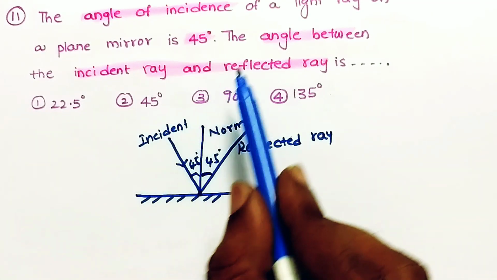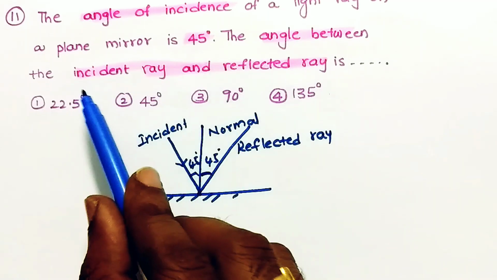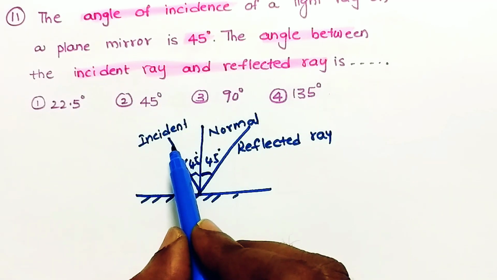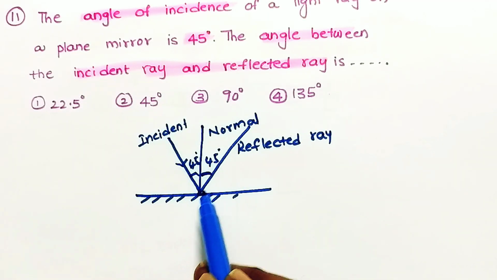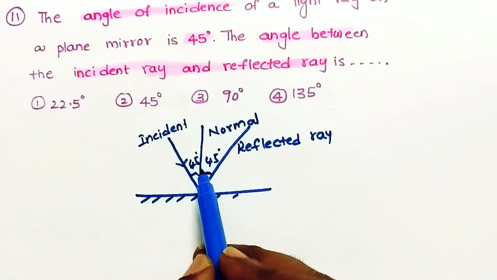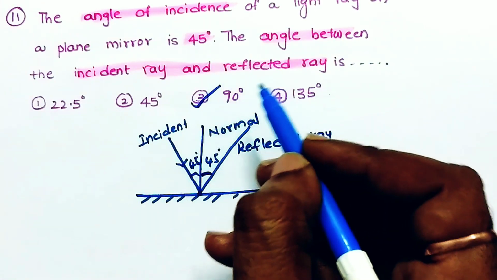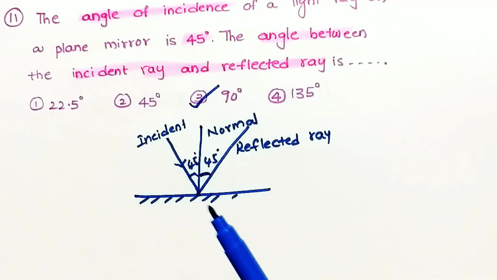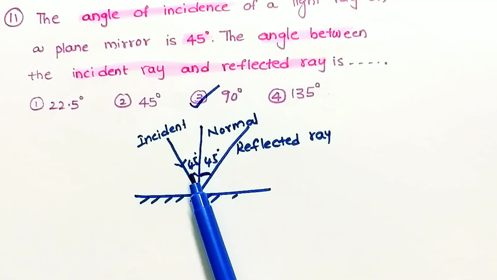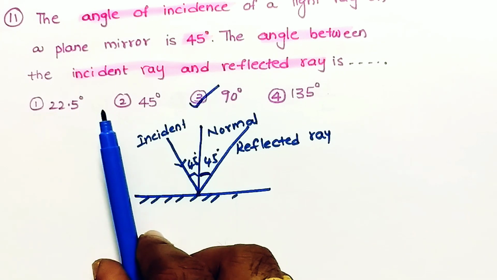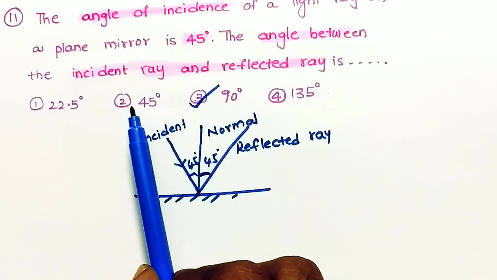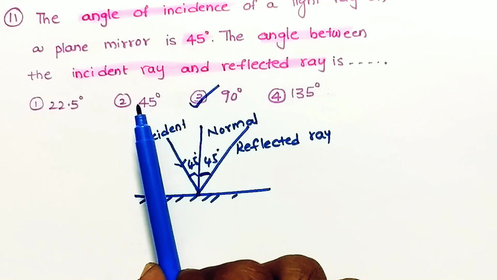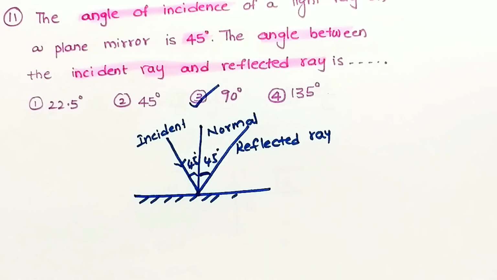So in this question we have to find the angle between the incident ray and reflected ray, that means 45 plus 45, that is 90 degrees. 90 degrees is the answer. Don't mark 45 degrees. Why? Because we have learned that incident angle is equal to reflected angle, and by mistake we can put the answer 45 degrees, but don't make that mistake.